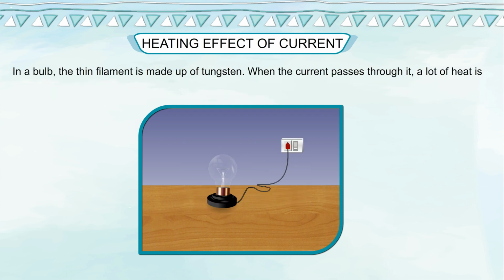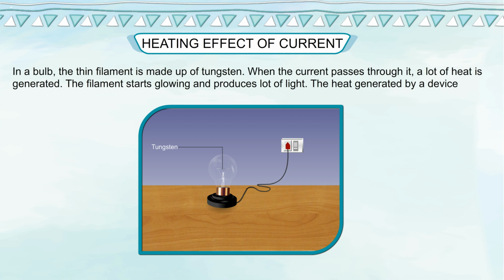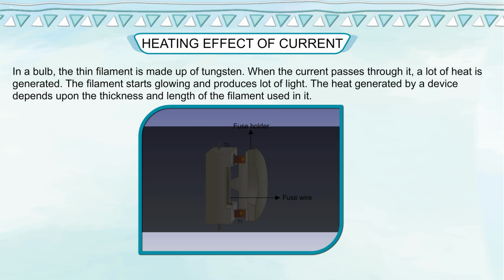In a bulb, the thin filament is made up of tungsten. When the current passes through it, a lot of heat is generated. The filament starts glowing and produces a lot of heat. The heat generated by a device depends upon the thickness and length of the filament used in it.